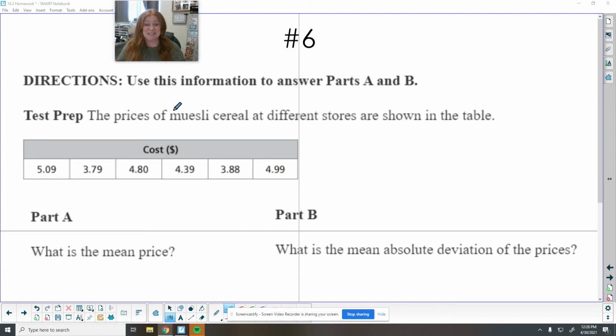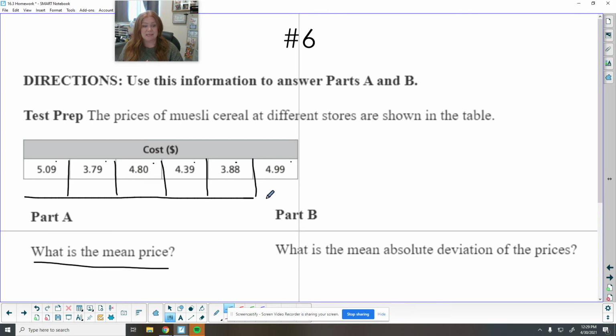So the prices of this cereal at different stores are shown in the table below. We can see there are 1, 2, 3, 4, 5, 6 different boxes of this cereal from different stores. First, what is their average price, the mean price? If we add these all up and divide by how many boxes there are, that will tell us the mean. Then this one's kind of already in this table for us, so I'm just going to extend it.